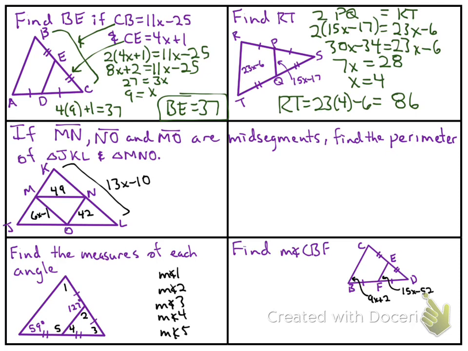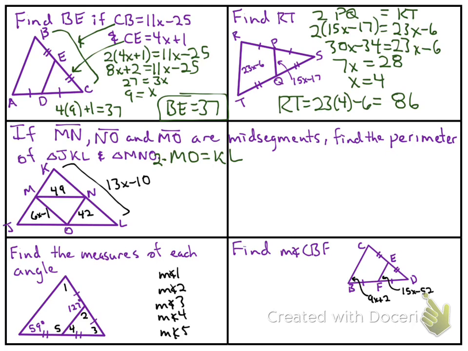The next one, we need to use the information we have within the midsegments to eventually find the perimeter of the two triangles, JKL and MNO. Now I know MN and I know NO. We need to find MO. So I can take the 6x minus 1 and the 13x minus 10. I'm going to do MO equals, we'll do 2 times MO equals KL.